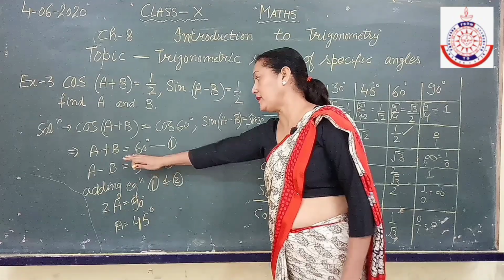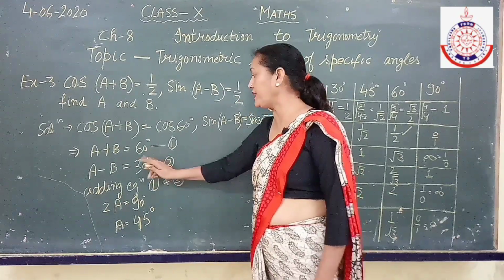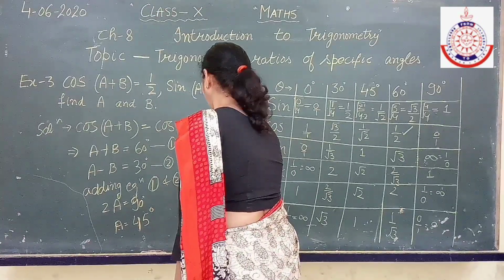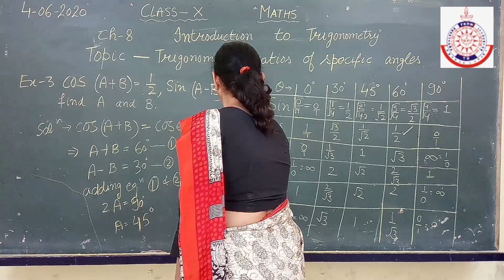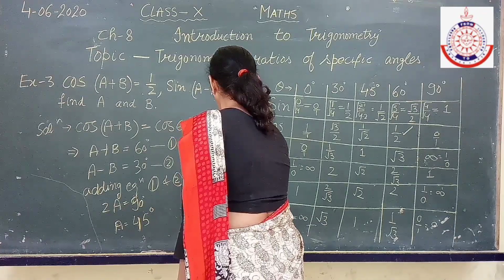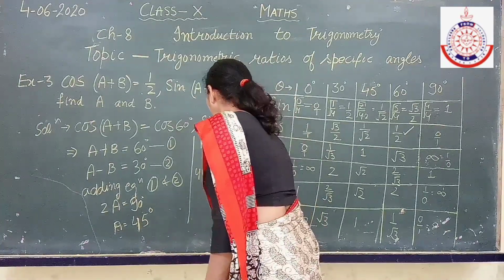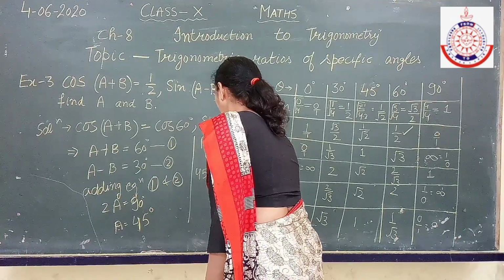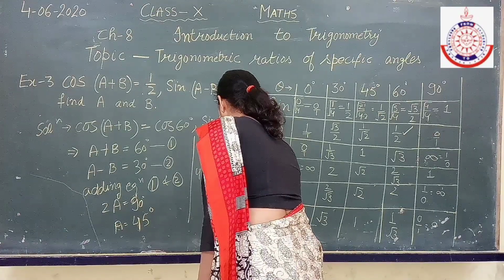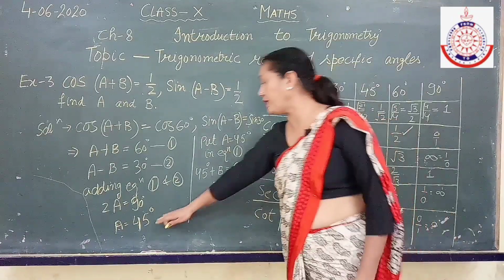Now putting the value of a in either equation 1 or 2, we'll get the value of b. Put a equals 45 degree in, say, equation 1. Then a plus b means 45 plus b equals 60 degree. So b will be 15 degree. So we have obtained the values of a and b.